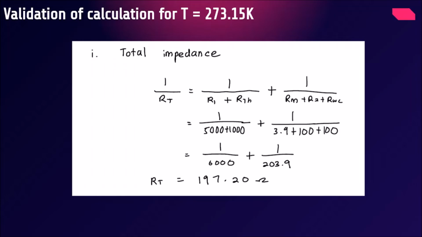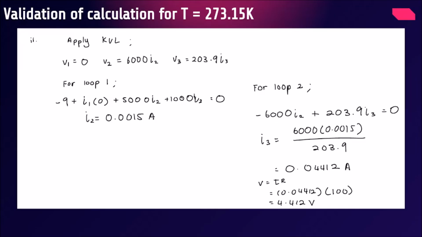After that, we can find the total voltage and current in each branch. As in the slides, we apply Kirchhoff's voltage law, KVL. At branch 1, we get 9 volt for the voltage and 0.0015 ampere for the current. At branch 2, we get 9 volt for the voltage and 0.04412 ampere for the current. So the calculations are very approximate to the exact value as shown at the current and voltage sensor.